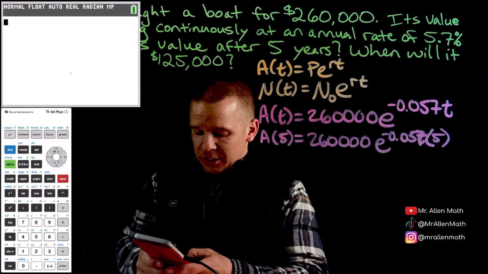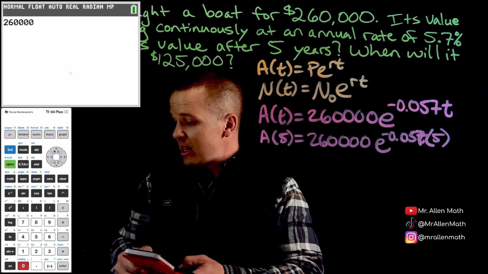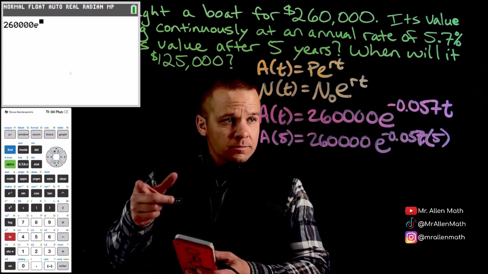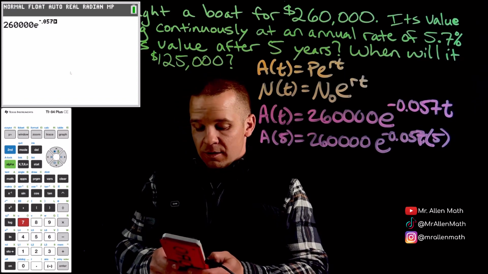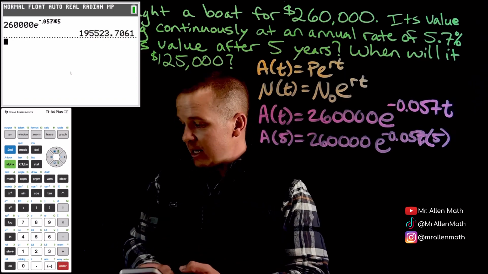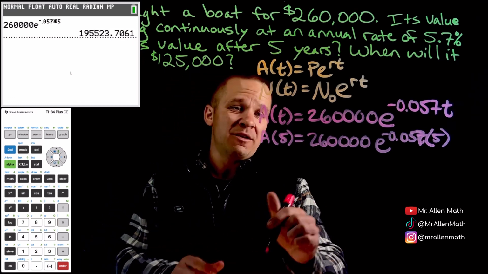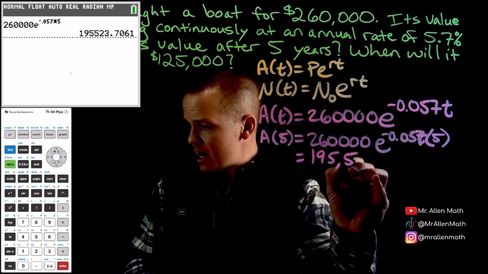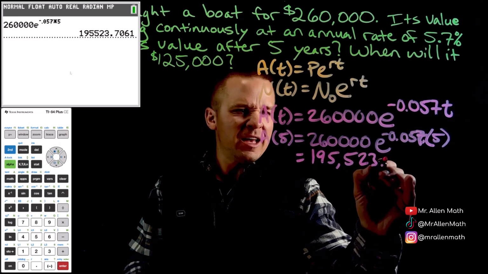All right. So we got 260,000. And then we got e, which is second ln. It's right next to that 4 there. All right. And then I got negative 0.057 times, and we have 5 years. Hit enter. This guy's going to be worth $195K, right? About $195,000. So 195,523 point, we'll go down to the cent, right?